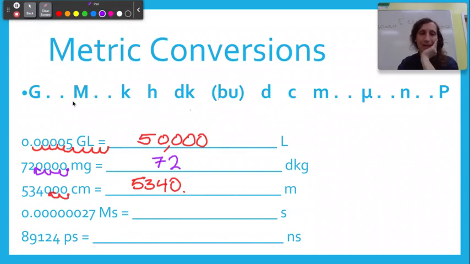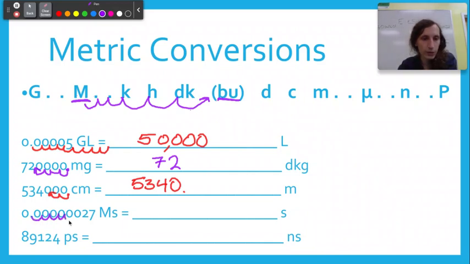All right, so we've got megaseconds right here, and we're going to regular seconds, our base unit. So I've got 1, 2, 3 jumps to kiloseconds, and then 4, 5, 6 jumps to get to my base unit, second. So if I move this decimal here, 1, 2, 3, 4, 5, 6 places, I should get 0.27 seconds.